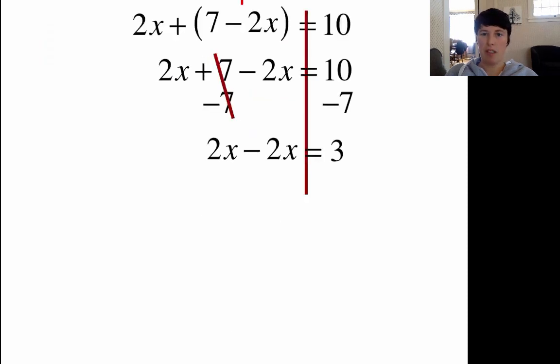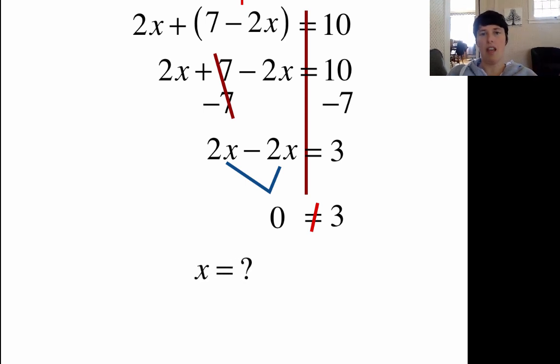Now here's where it gets weird. What's 2x take away 2x? 0, nothing. So I have 0 equals 3. Does 0 equal 3? No, not in our world. I'm going to slash out that equal sign. So the question is what's x? What does x equal? Well, it's gone. X is gone. 0 doesn't equal 3. Doesn't make a lot of sense. So I guess in this problem, x is no solution.